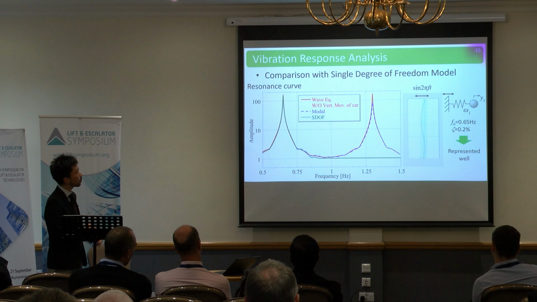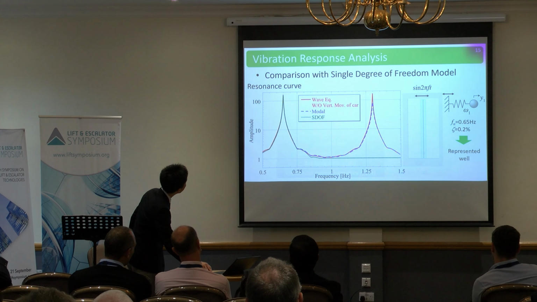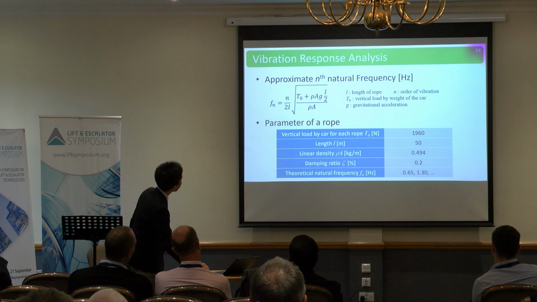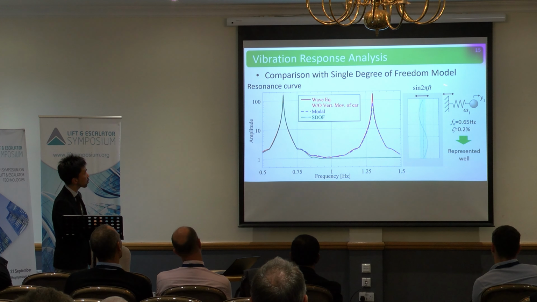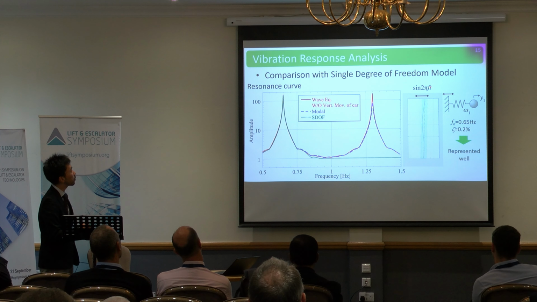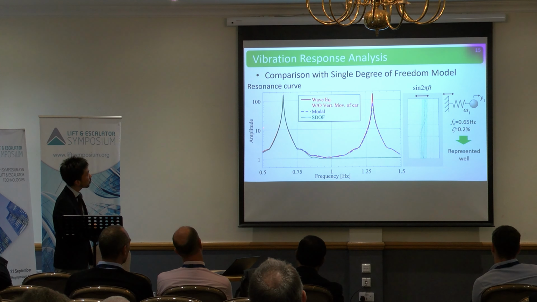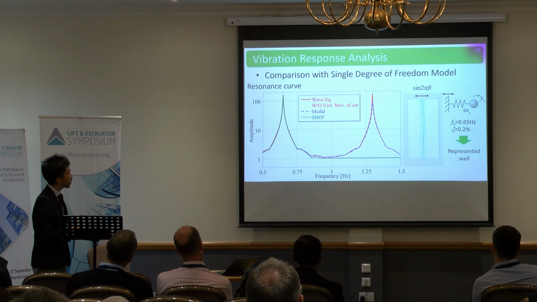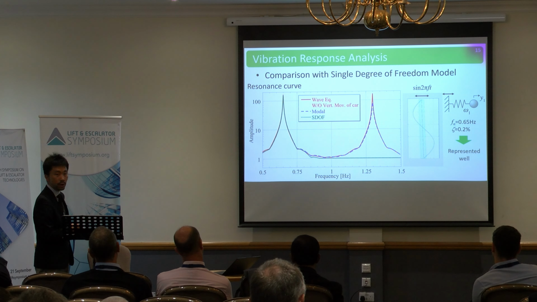The natural frequency of the single degree of freedom model was calculated using this equation. And a sinusoidal wave was input like this animation. We changed the frequency of the input wave from 0.5 to 1.5. The vertical axis indicates the amplitude of the rope. As you can see, both the single degree of freedom model and the modal model represented the result of the wave equation well.